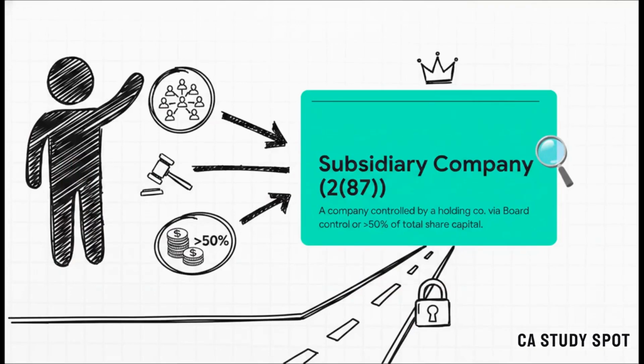And the children in this family are the subsidiary companies. Now, a company becomes a subsidiary in one of two main ways. Either the holding company has the power to hire and fire most of its directors, or, just like with a government company, it owns more than half of the shares. Either way, the holding company is in control.